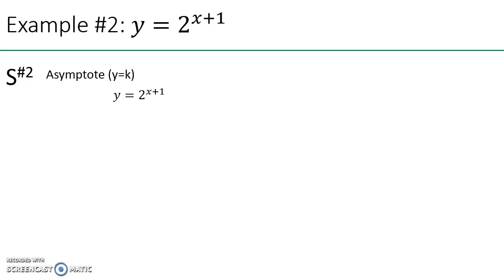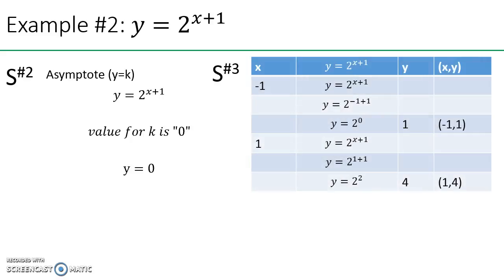Let's look at my asymptote. Now, I don't have a value for k here, so k will be 0. Since my value for k is 0, my asymptote is y equals 0. Let's check out my input-output table. Once again, I chose -1 and 1 for my x values. So I plugged in and I solved it. Here, we plugged in -1 for x. So -1 plus 1 gives us 0.